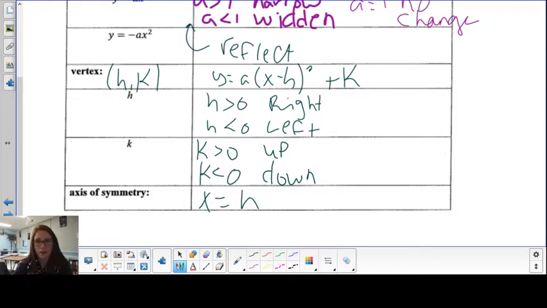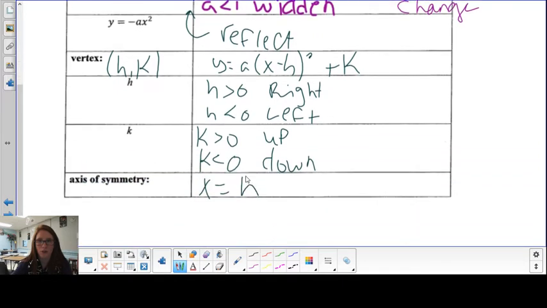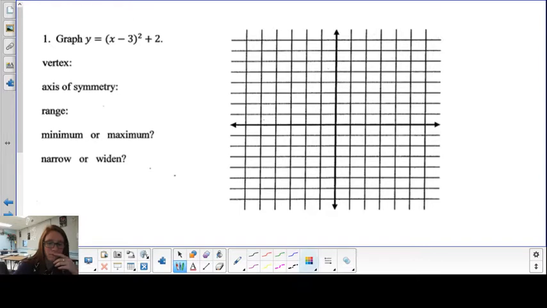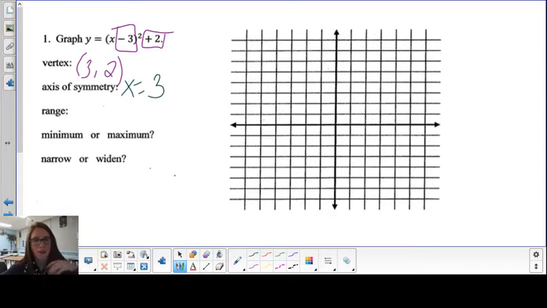We're going to use this material to describe what's going on with my graph, and we're also going to graph it. First step is to determine my vertex. My vertex is going to be the opposite of what I see in my parentheses. I see -3, so it's going to be positive, and then it stays the same outside. So my vertex is at (3, 2). My axis of symmetry is x is equal to whatever the x value of my vertex is, so in this case 3.